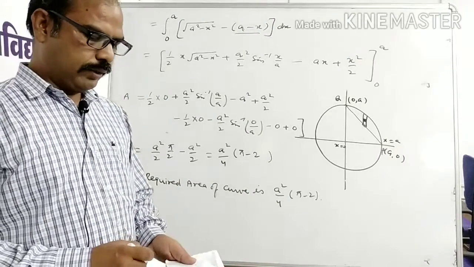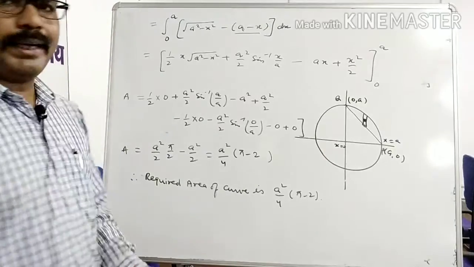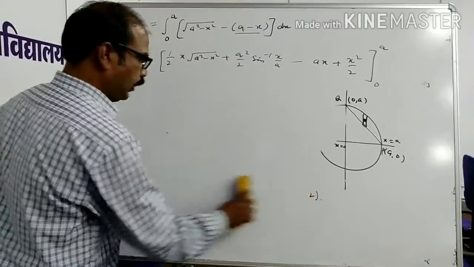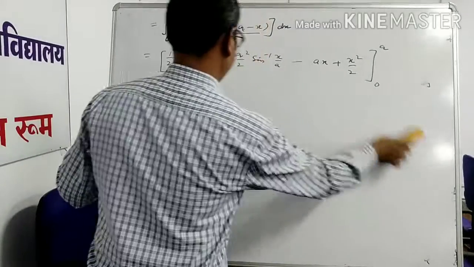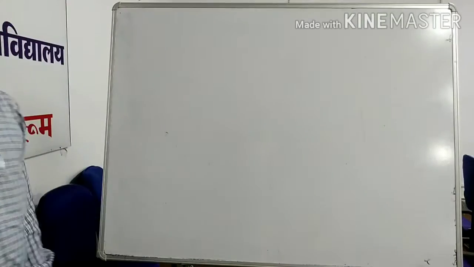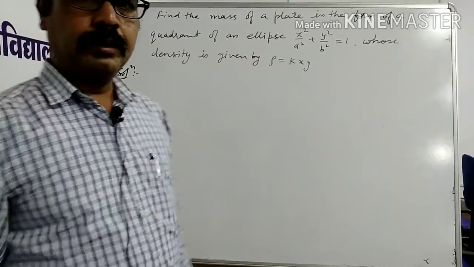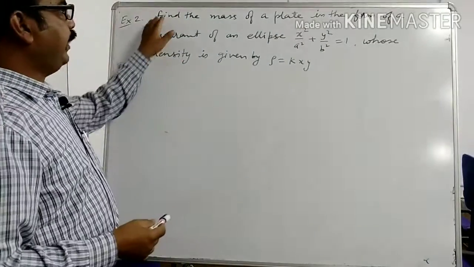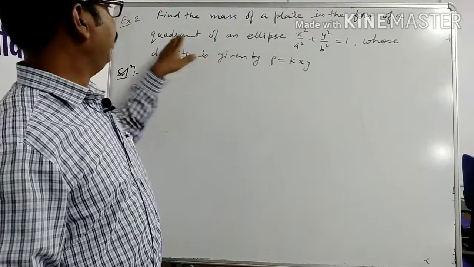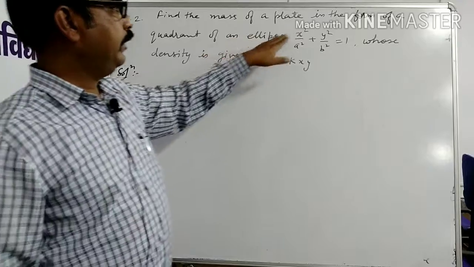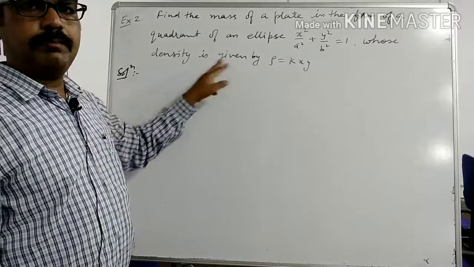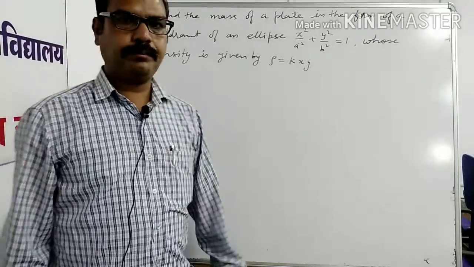Now we will take one more example of the second topic, which is the mass. How we will calculate the mass of the given region. So this is the problem. Find the mass of a plate in the form of a quadrant of an ellipse x square by a square plus y square by b square equal to 1, whose density is given by rho equals kxy.